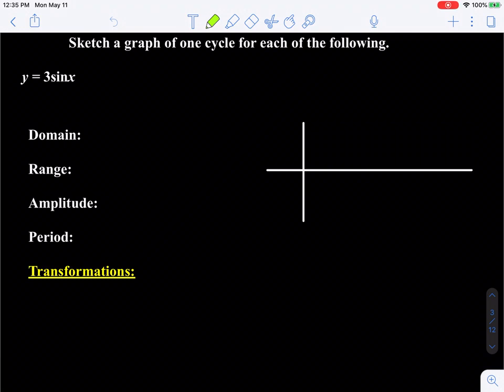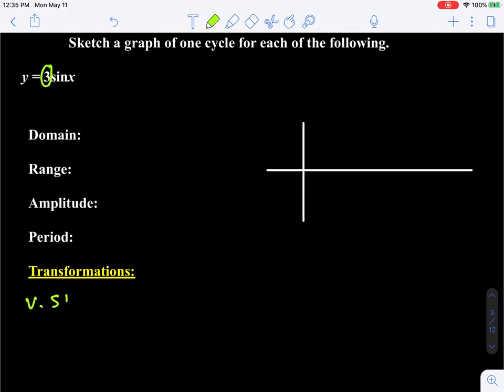All right, let's go through some examples of our graphs now for y equals sine and cosine. Starting with y equals 3 times the sine of x. Let's think first of all about the transformations that are involved here. We only have one number involved, and that is our a value from the transformation format, which is a vertical stretch by a factor of 3.